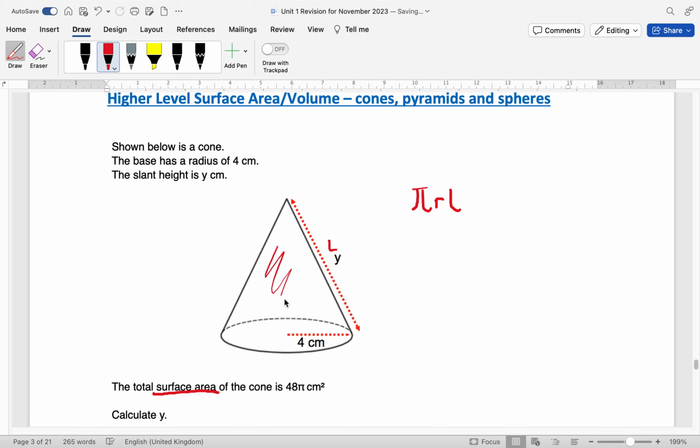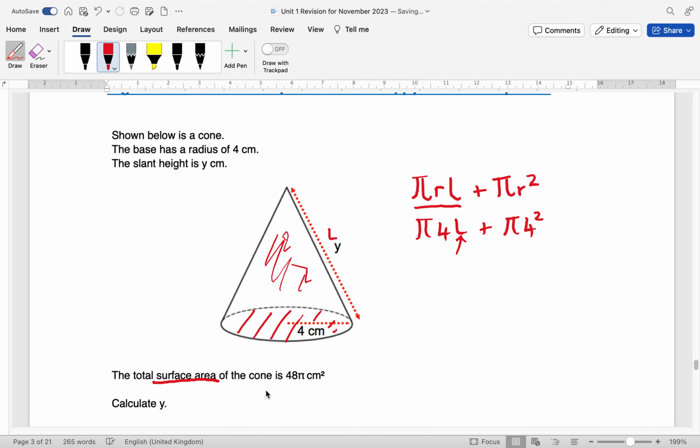But that is just the area of the curvy bit, the round bit of the hat. There is another surface at the bottom, which is a circle. So if I was covering this with wrapping paper, not only would I wrap up the curved bit, but I'd also have to wrap the bottom, which is a circle, which has an area of pi r squared. We know the radius is 4 though, so I can put 4 in there, and I can also put 4 in there. What I don't know is L, or Y as they called it, which is what this question is asking me to work out.